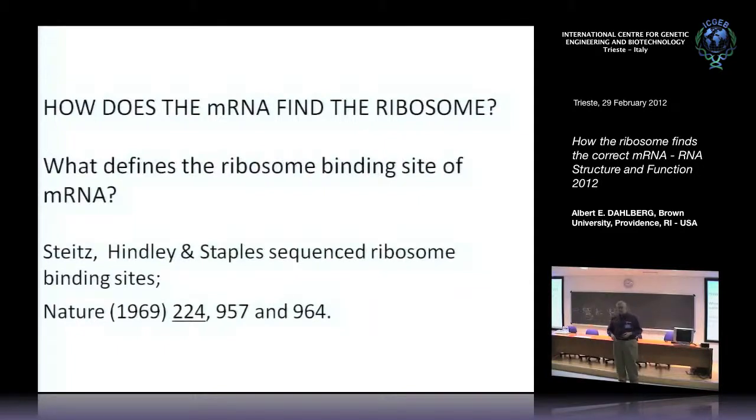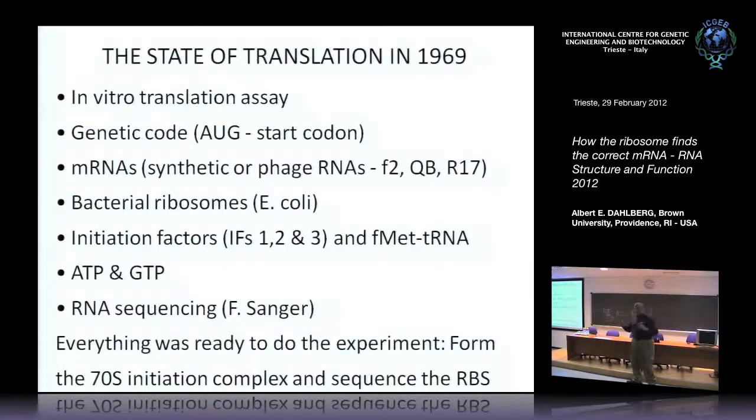And this is a question that was key many, many years ago, addressed by Joan Steitz at Yale, and Hindley and Staples in England at the time. And I just want to give you a view of what was known at the time. Everything was known to be able to do the experiment that they needed to do. In vitro translation assays were there. We knew the genetic code. We knew things started with AUG.